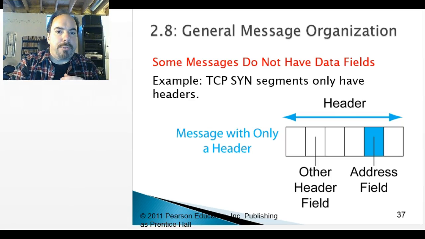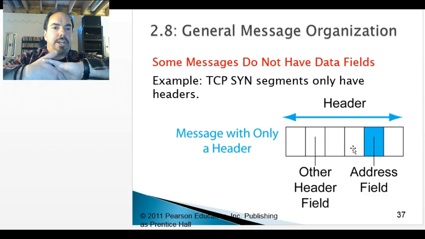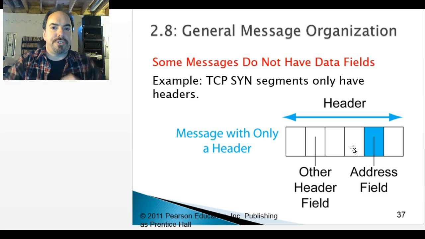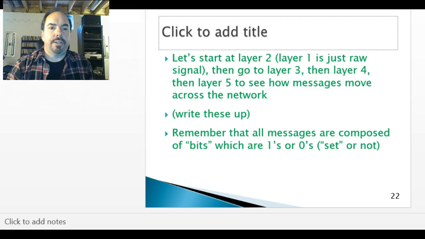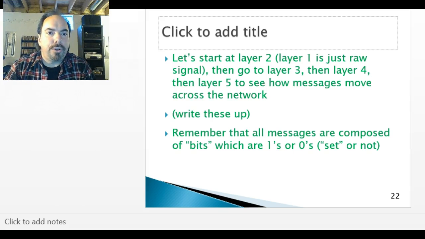So here's another example. I mentioned before that some messages don't have a data field, it's just a header. The SYN segment we were talking about before in our example of handshaking is just a header with a lot of good information in the header, but there's no data. When you're handshaking, there's no actual data to transmit yet. It's just part of the protocol in order to establish that handshake that you have to send these SYN segments back and forth.